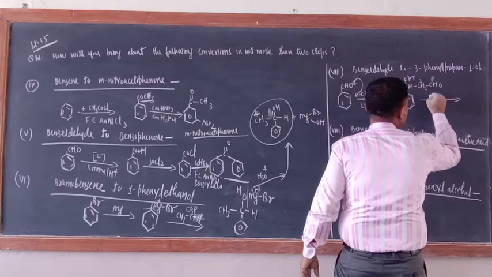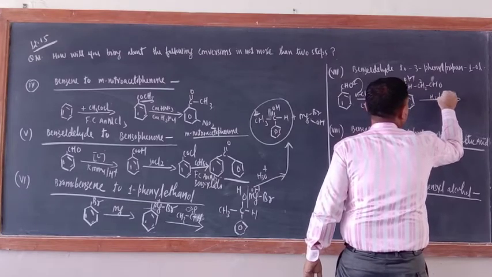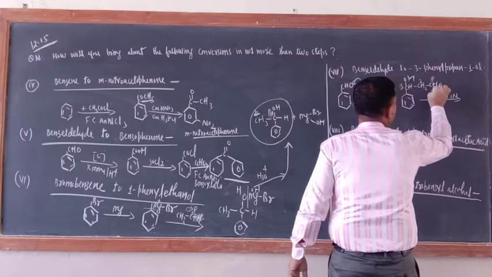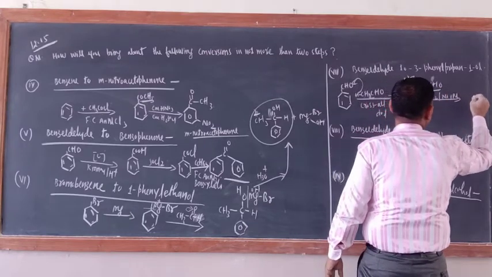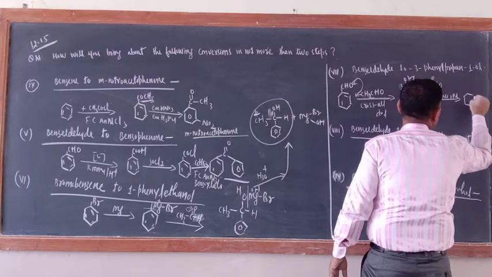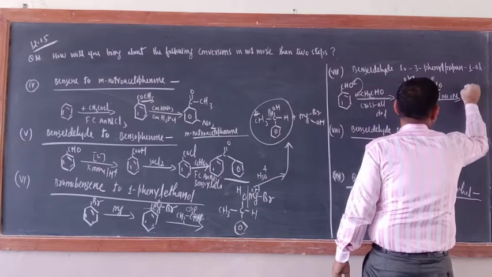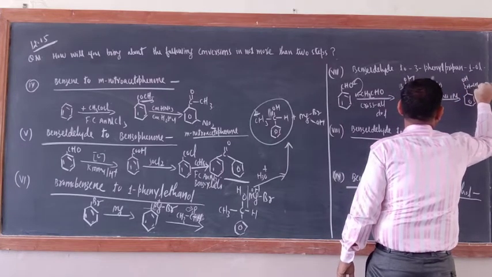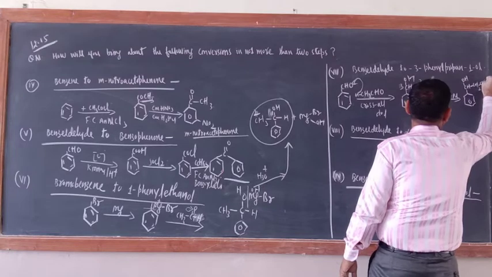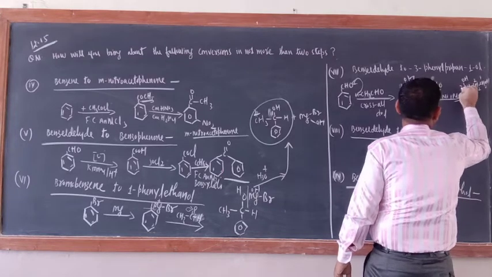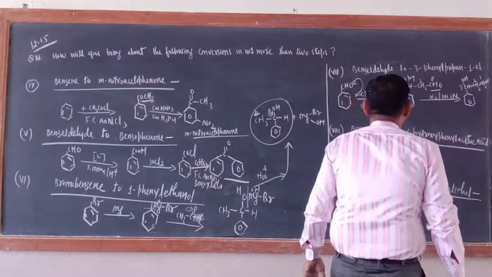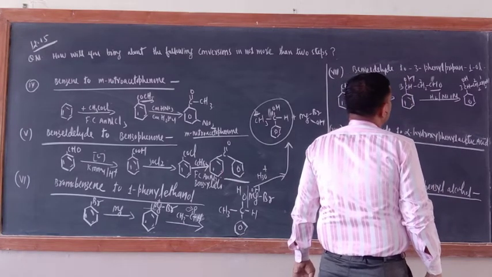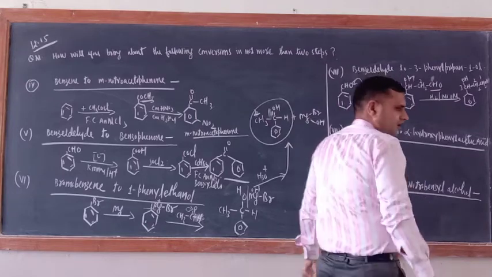Now, reduction. H2 hydrogenation in presence of nickel, Pd, Pt. Then the CHO group will be converted into an OH group. So here what is the product? This is the benzene ring. Here what would be there? CH, this is OH, this is CH2, this is CH2OH. So 1, 2, 3. This is 3-phenyl propane 1-ol.